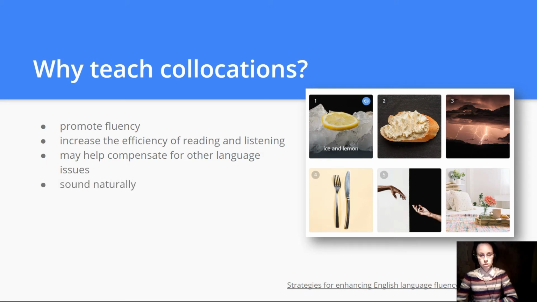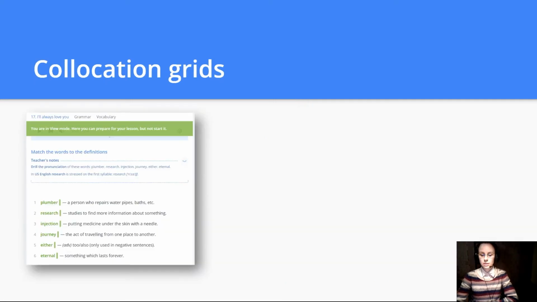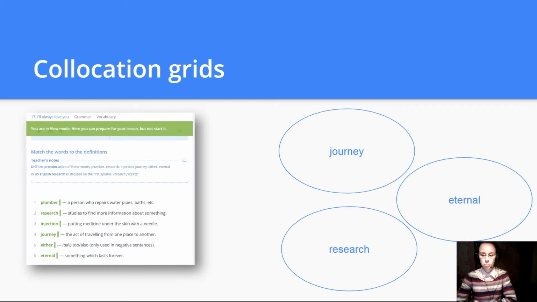So how can we teach collocations? Actually, we don't have many exercises on Wimbox for that, but you can use an exercise called collocation grids. So look at the word list. Here we can see many unrelated words. They are not united by any topic, but we again need some meaningful practice because otherwise our students will simply forget them right after the class. First, we should pick some words for deeper practice. For this exercise, they can be journey, eternal, and research.